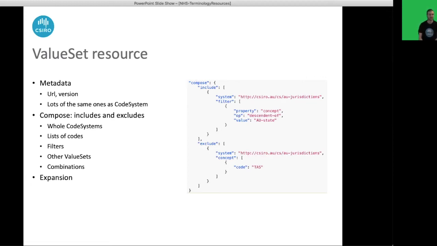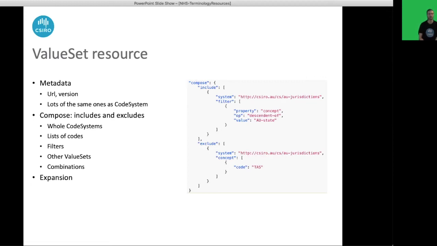The third is we can include some filters. So these are a triple of a property, so the name of the filter that we're filtering on, an operator, so this might be equals or it might be something like descendant of, and then a value. And then the fourth tool that we have is including or excluding members of other value sets.